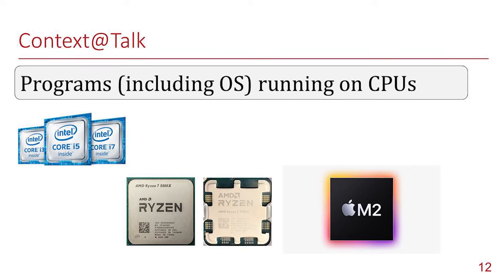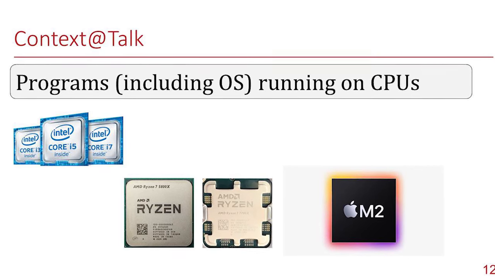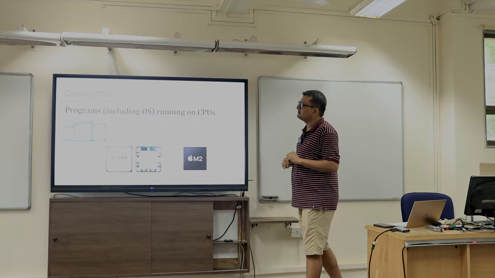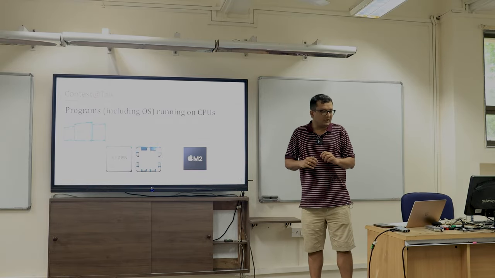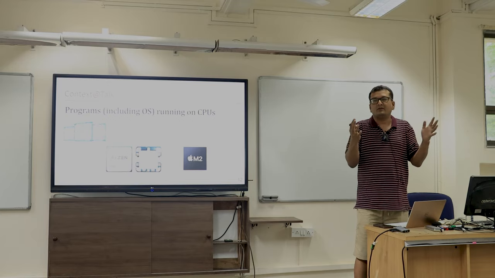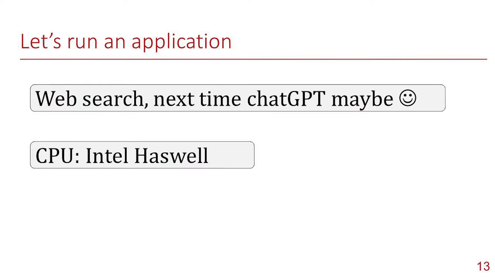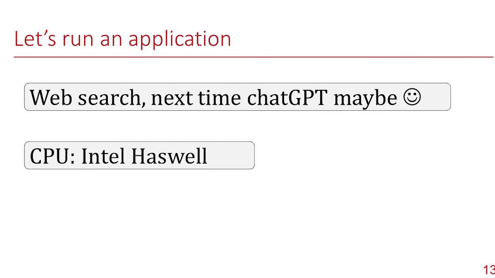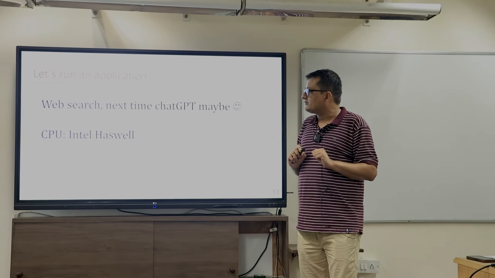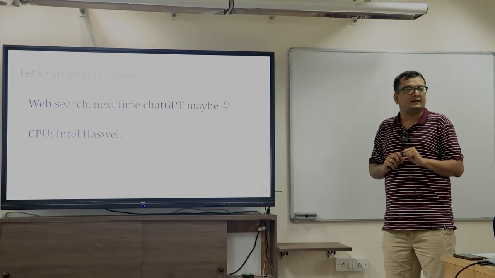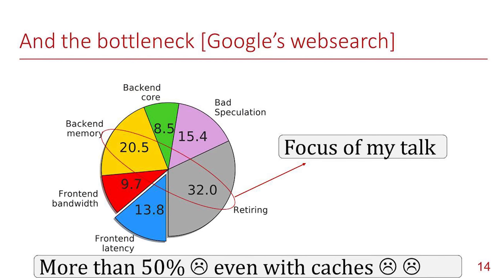Now with that context, let me start with some of the questions that we have been asking. We meaning me and my students. So we'll assume that we have a program that is running in our latest Intel CPUs, server or desktop. And we'll pick an application which everyone uses, web search. And let's assume we are running that web search on an Intel Haswell processor. Let's say the latest Intel CPU.